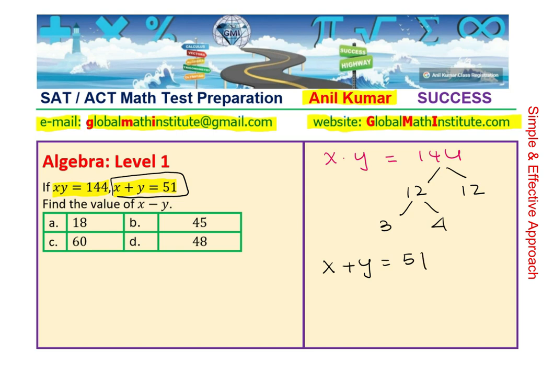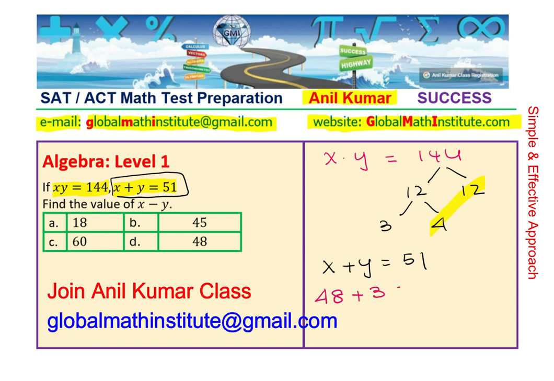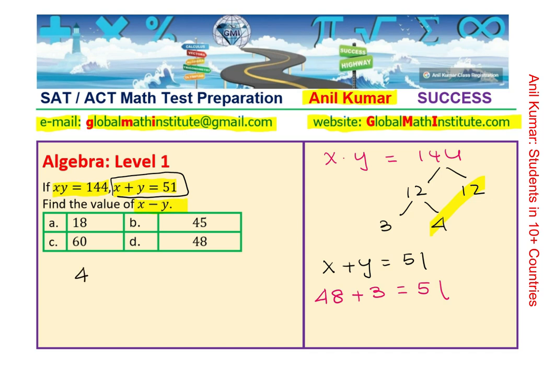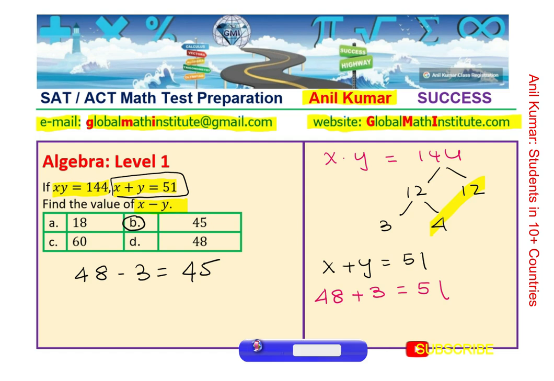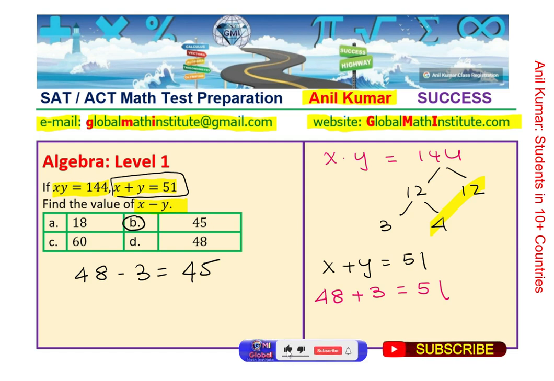Now, keeping the requirement in mind, it is very clear that the numbers should be 48 and 3, right? So we could have one number as 48 and the other number is 3. That gives you 51. And since that is the right combination, you can also see what is x minus y, right? So 48 minus 3 gives you 45, and therefore the option B is the right option. You see, we used minimal of our time to answer this particular question.